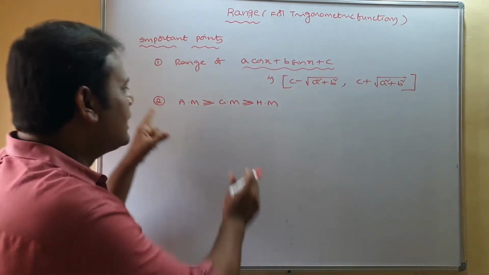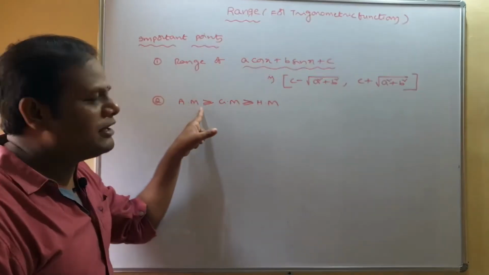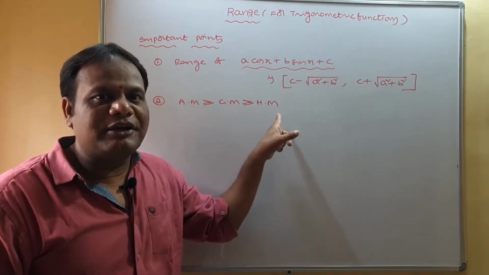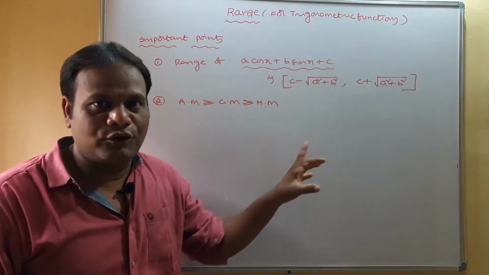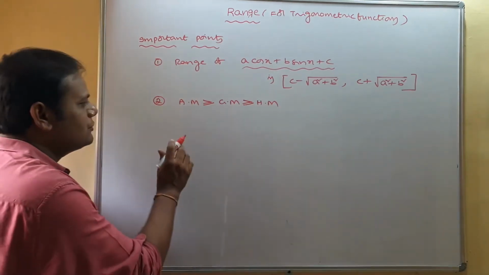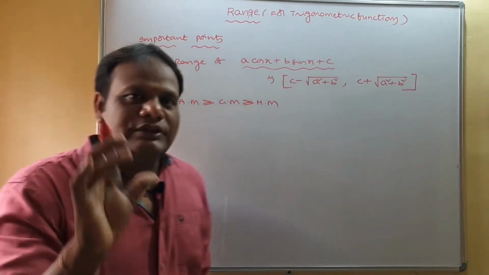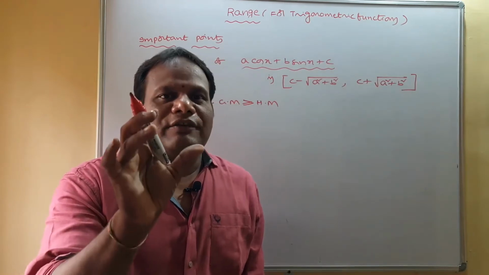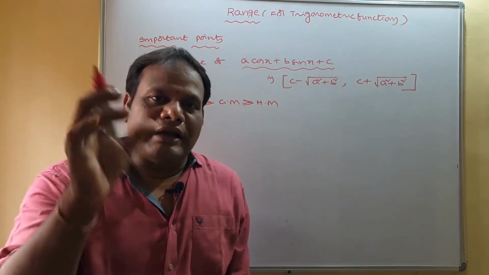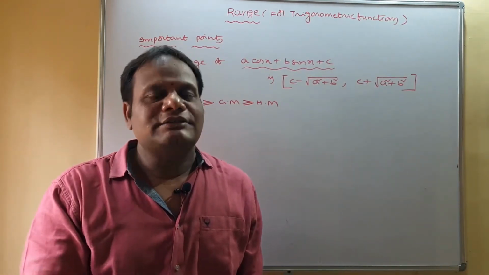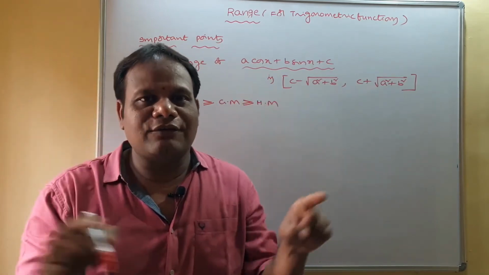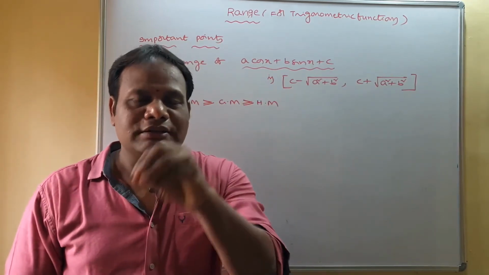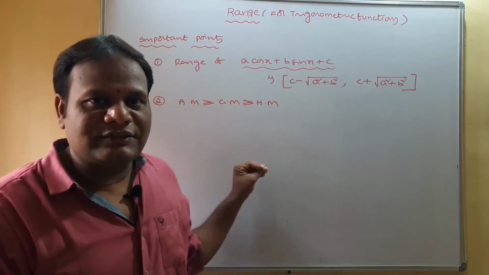And also I will use the concept arithmetic mean greater than or equal to geometric mean greater than or equal to harmonic mean. And also you know sin x values, that is in between -1 and 1, -1, 1 included, is it? So cos x also same, closed interval -1 to 1, that is range of cos x function, is it?